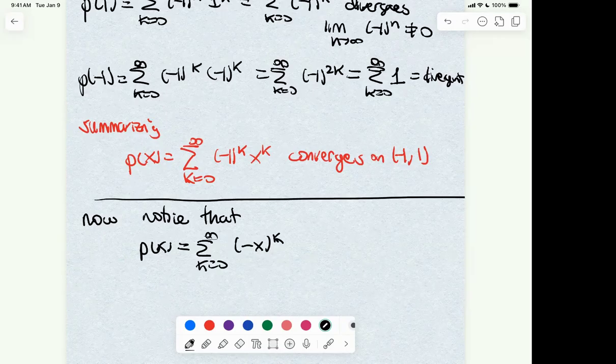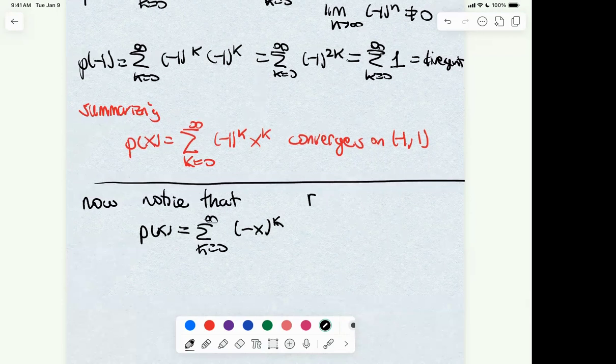Let me call r = -x. So this becomes a series, k equals 0 to infinity, of r to the k. Do you remember what this is? Geometric series, perfect. It converges when r in absolute value is less than 1. It cannot be a coincidence, because it's literally the same geometric series.